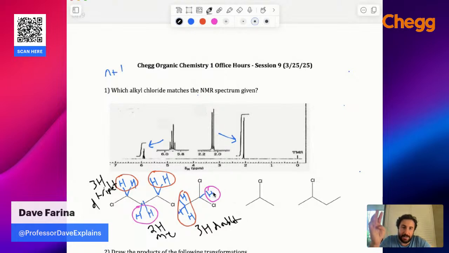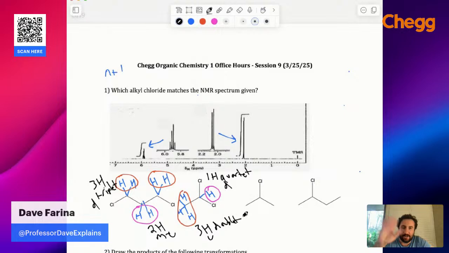This one, we will expect a quartet because we've got 3 next door. 3 plus 1 is 4, quartet, and it'll be integrated to 1. So we have a 1H quartet. And which one will be further downfield? That will be this one here, because it's immediately adjacent. It's on the same carbon that is bound to these 2 chlorines, not 1, but 2. So it's actually going to be quite de-shielded. That will be downfield, and then this one will be more upfield. Now I'm just putting D and U.